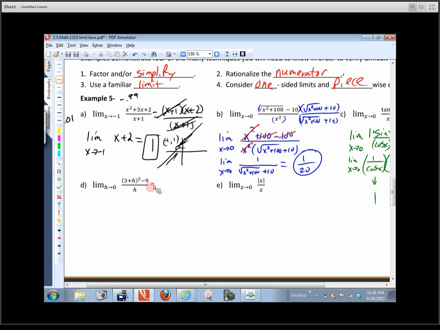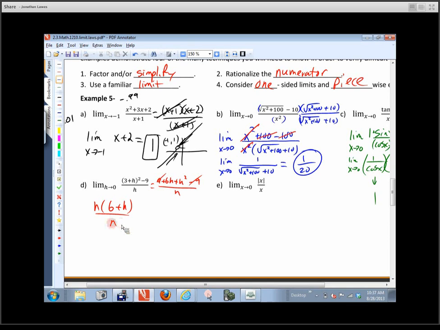Now the key is to make sure you square this out right. It is not 9 plus h squared. Please don't write that. Those are the pre-calculus mistakes that will totally screw you over in calculus. This is 9 plus 6h plus h squared minus 9, all over h. I get to cancel the 9's. Like Maddie said, I'm going to take out an h. I'm left with 6 plus h over h.